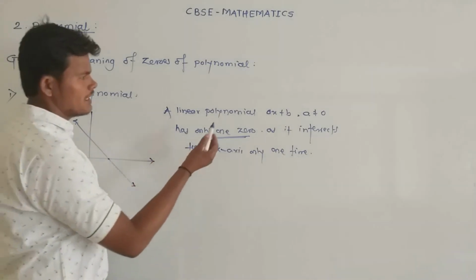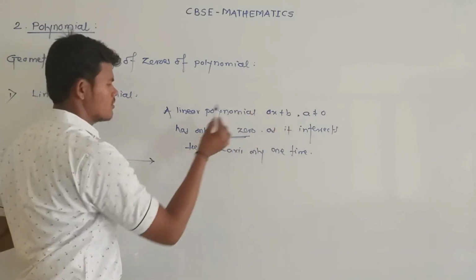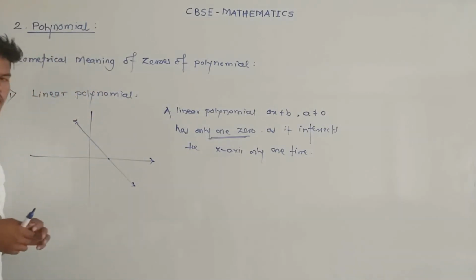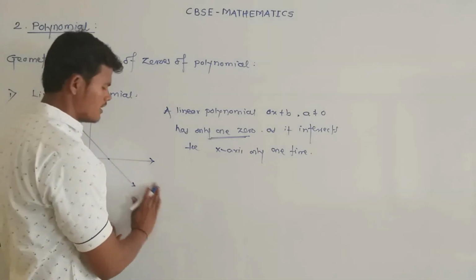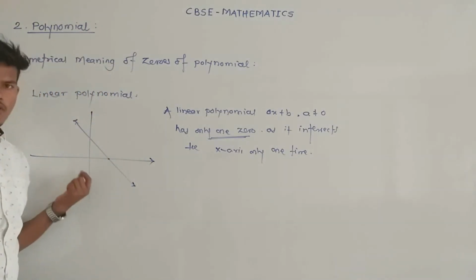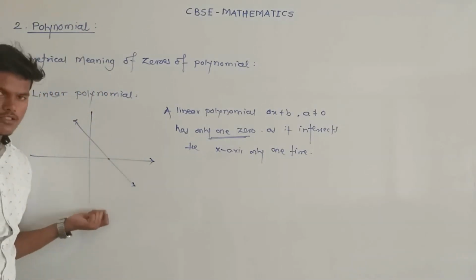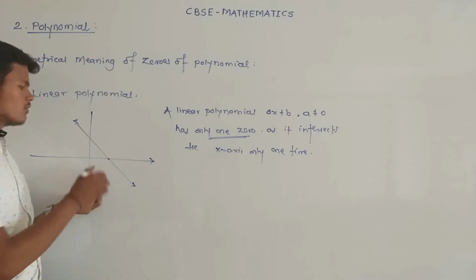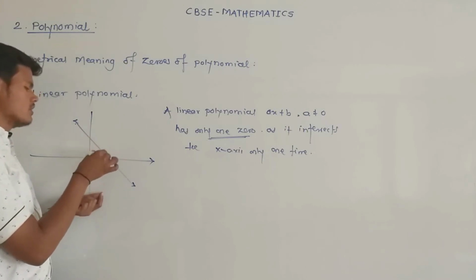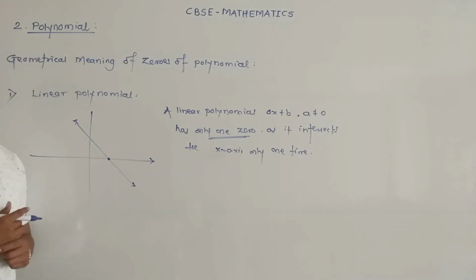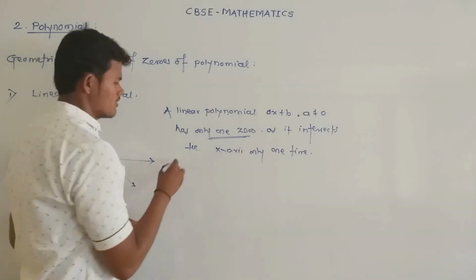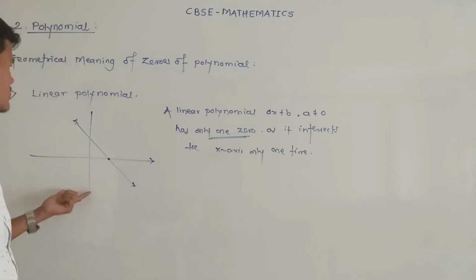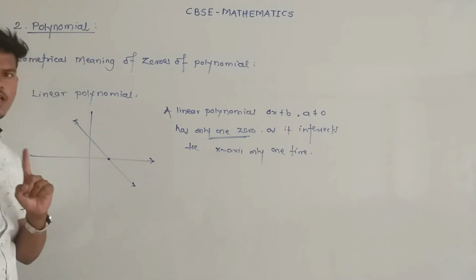So a linear polynomial ax plus b, a is not equal to 0, has only one zero as it intersects the x-axis at only one point. So the zero of the polynomial is the x coordinate of the point where it intersects the x-axis. So the graph of a linear polynomial intersects the x-axis at only one point. Therefore, zeros for the linear polynomial is at most 1. Means the maximum number of zeros for a linear polynomial is only 1.